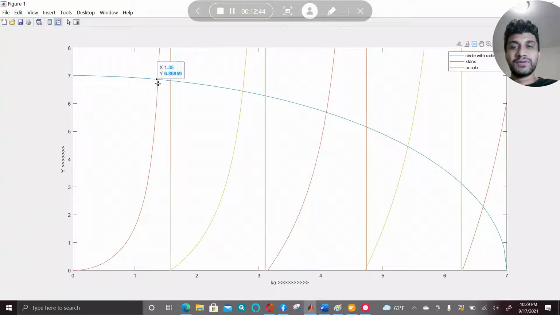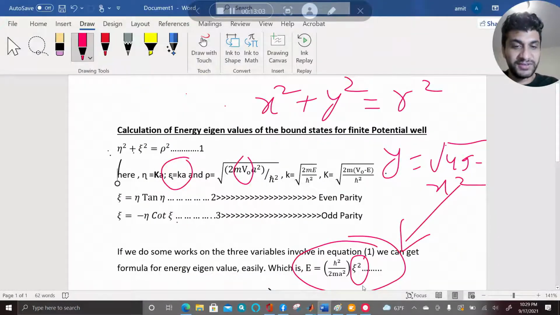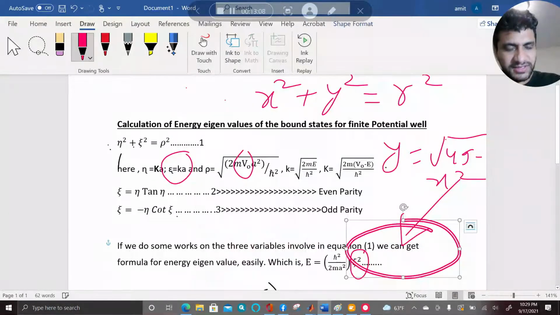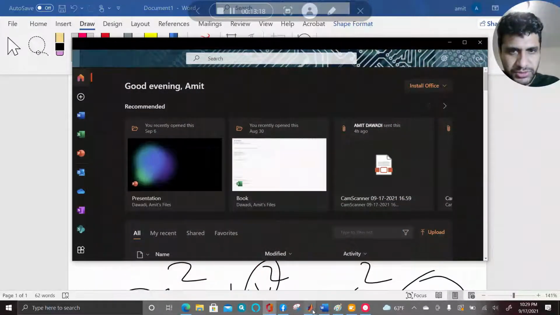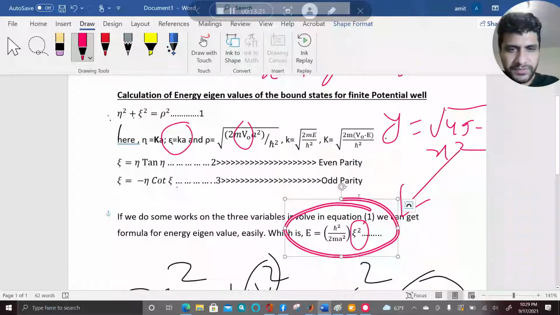Here you can see for this intersection point you have value of x equal to 1.35. Value of x means value of Ka is 1.35. Ka is xi. Now you have xi. If you have xi from the graph, easily you can calculate energy from the formula from here. Look here. Now in this energy expression, you can just substitute the value of xi, because xi is the small Ka, which we have plotted.